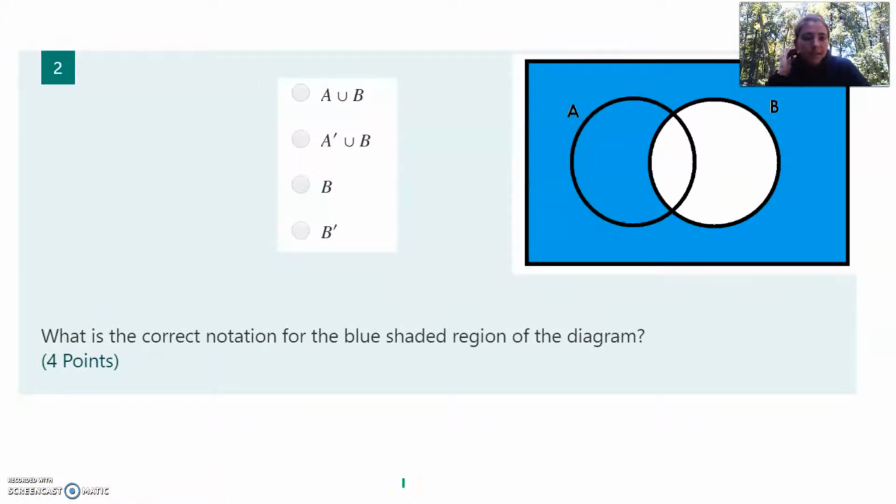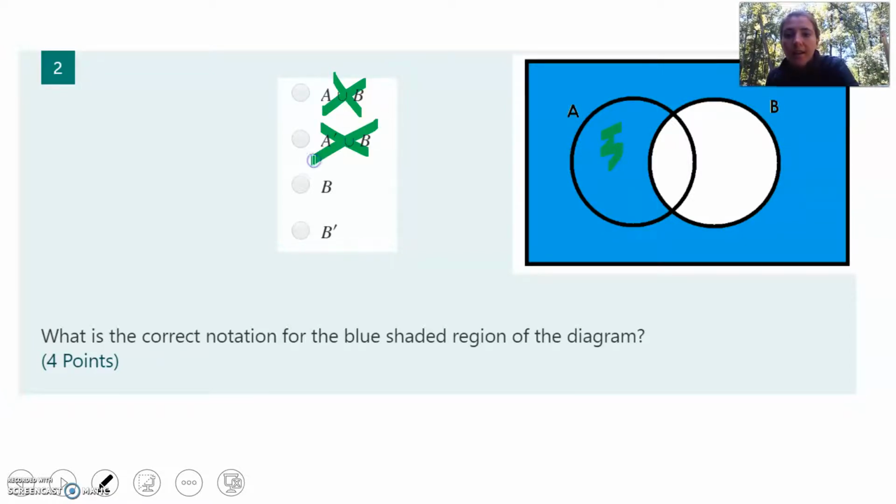Okay, let's take a look at this one. If we look at what's shaded, everything is shaded except for the inside of B. So A union B doesn't make sense because inside of B would have to be shaded for that. A not union B doesn't make sense because the interior of A is shaded. Not A would not be the inside of A. B would be the whole B circle being shaded, and we see the opposite of that. So the correct answer is not B.